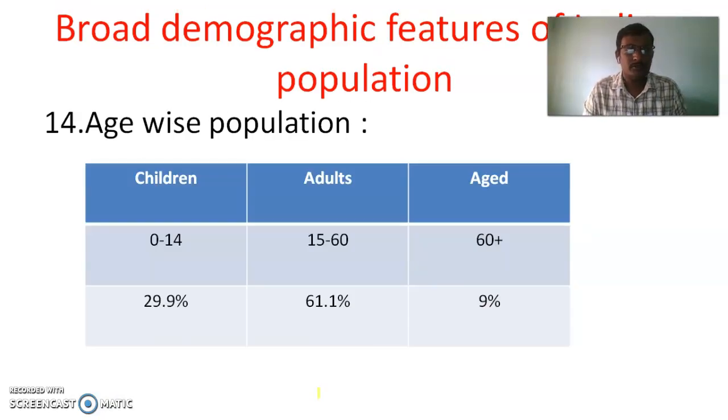Then one more important feature here is the age-wise composition. We can make three important groups: children aged 0 to 14, adults aged 15 to 60 years, and those above 60 years are considered aged. Only adults are eligible for working, and these people are the backbone of the Indian economy. The data says that children aged 0 to 14 make up 29.9% of the population, adults 61.1%, and those above 60 are 9%.